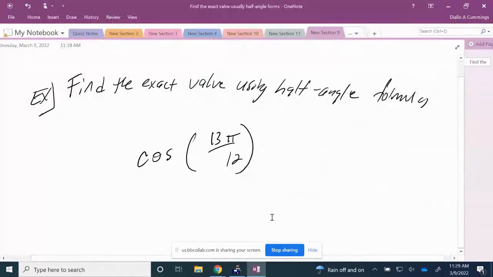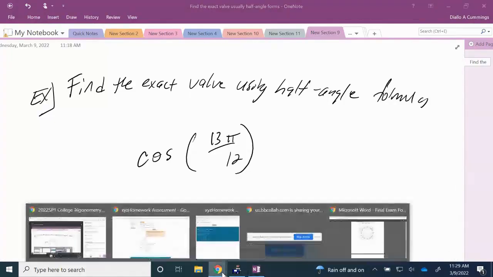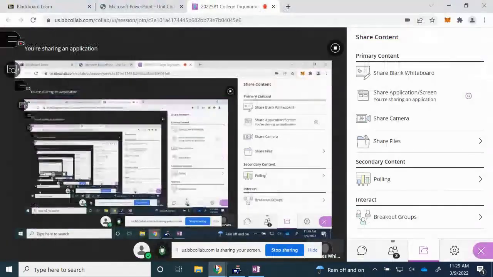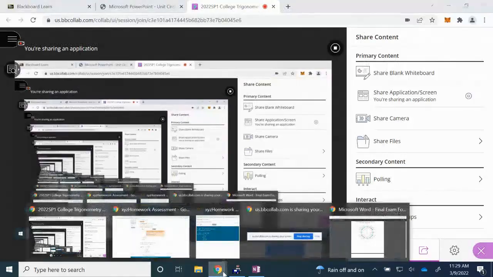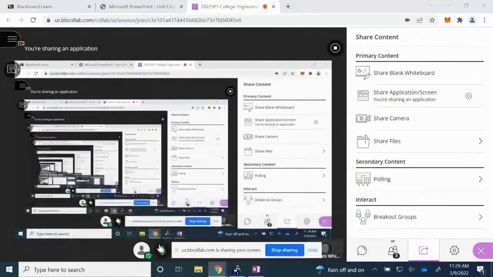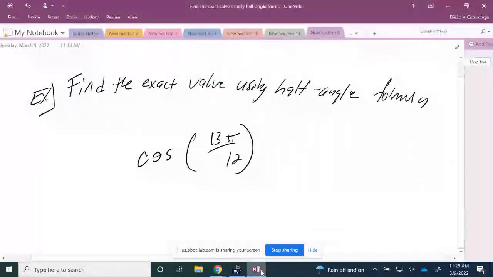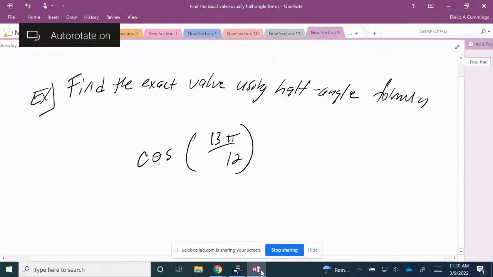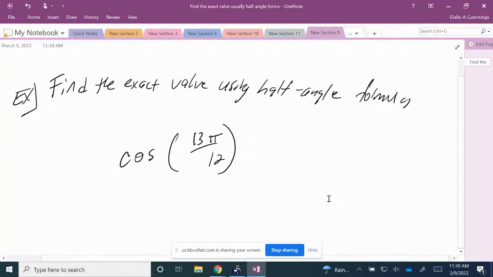All right, we're going to go ahead and get started. And we're asked to find the cosine of 13 pi over 12 using the half angle formulas.